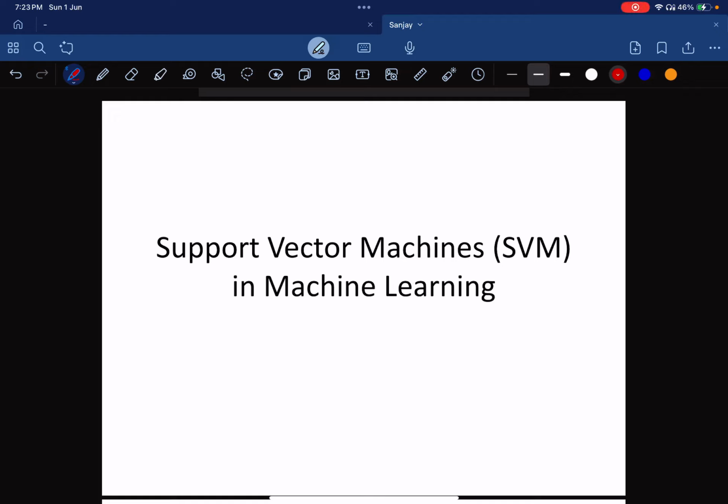Today we are going to see about support vector machine. The support vector machine is a supervised machine learning algorithm used for both classification and regression tasks. The main goal in the SVM is to find the best optimal hyperplane to separate both classes.